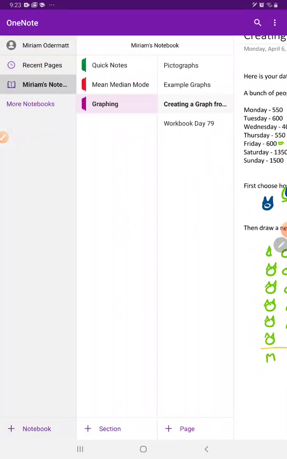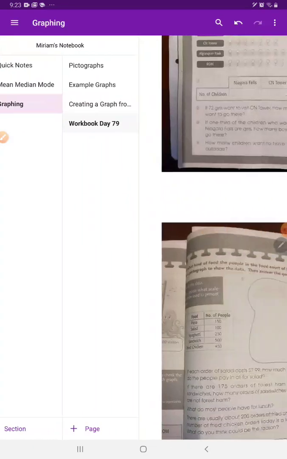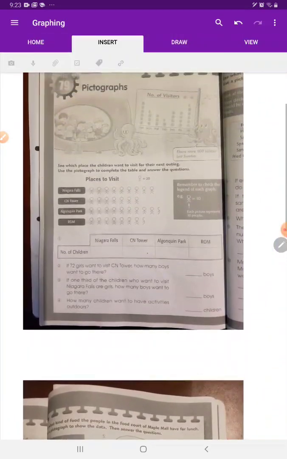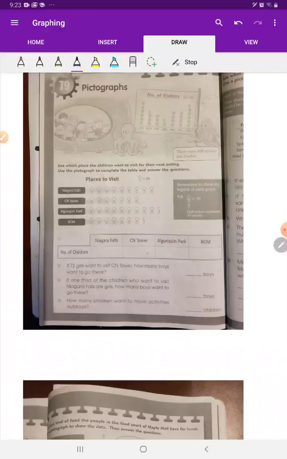Okay, so to finish off, I'm just going to show you the work you're working on. This is your workbook work. I'm going to help you out here with a couple things because there are some challenges. Okay, Niagara Falls, that one's easy. You've got some questions about inside and outside.